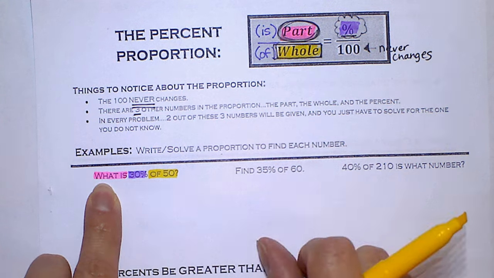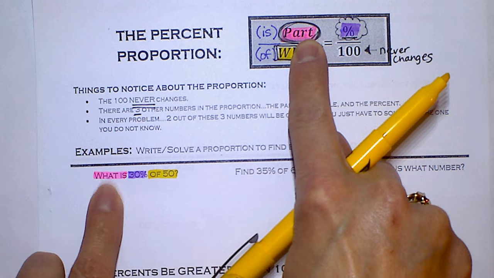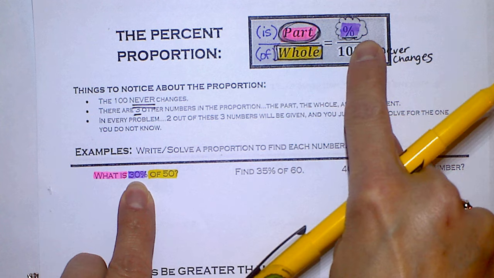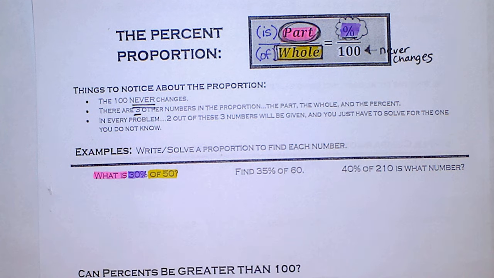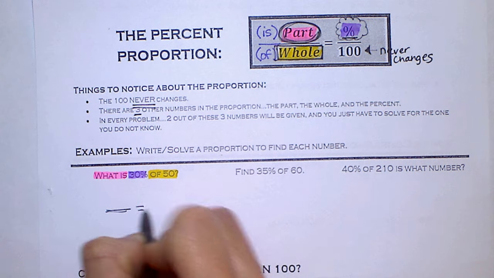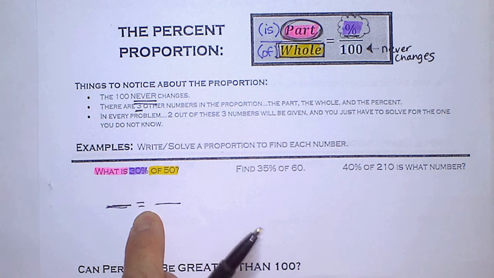What is my part, and that's what I don't know, so that's going to be my variable. That's my one number I don't know. I know the whole is 50 and the percent is 30. So here's what you're going to do when you set this up on your paper. You're going to write 2 ratios equal to each other. This is going to be one ratio, this is going to be the other, and this is my equation because I'm putting an equal sign here.